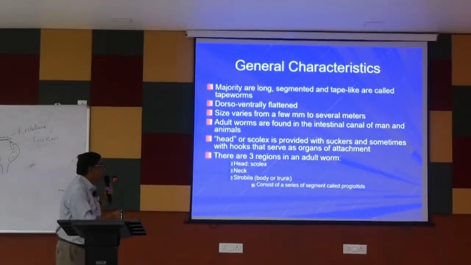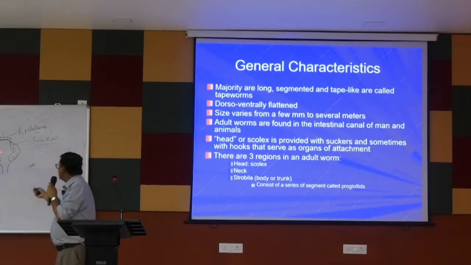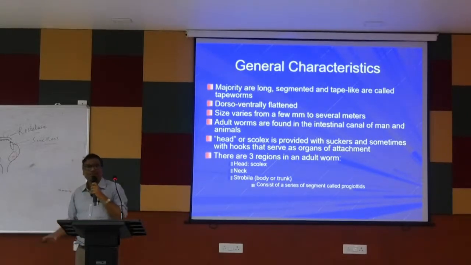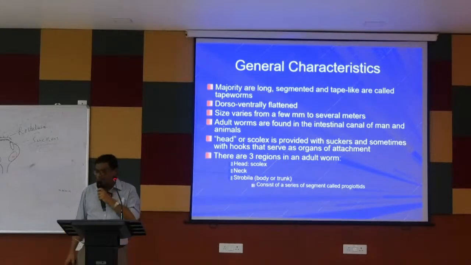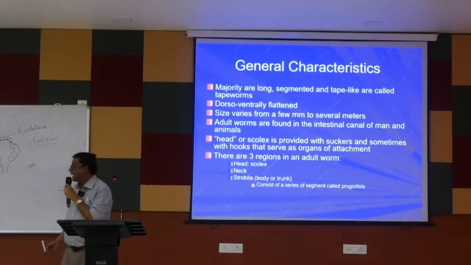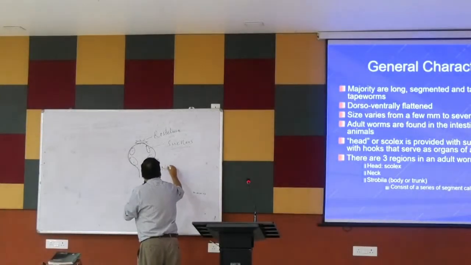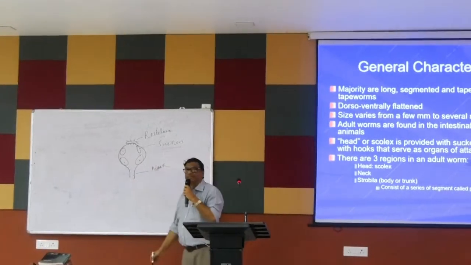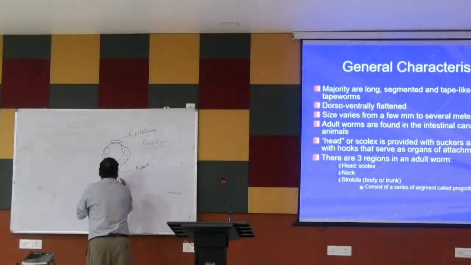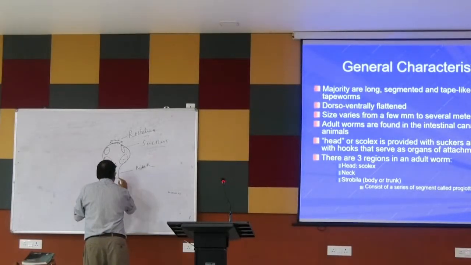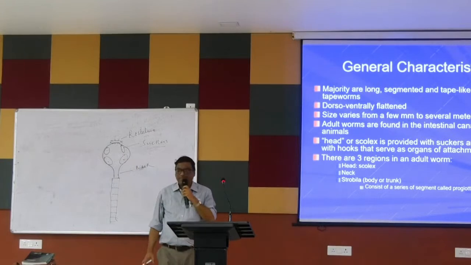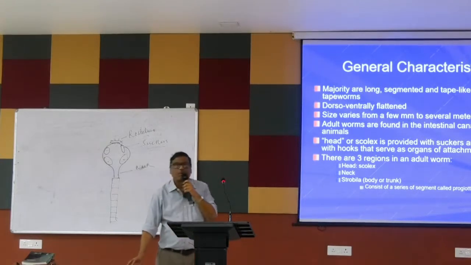There are 3 regions in the adult worm. This is called scolex, the head. The neck is very short. And then the segments. The segments are called proglottids.